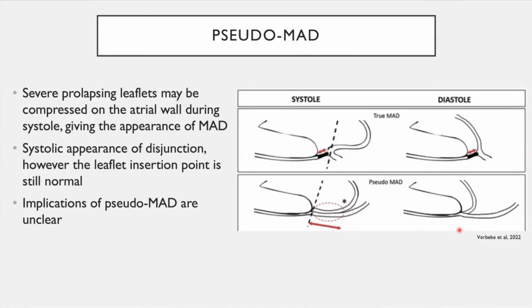So it gives the appearance of mitral annular disjunction, but the leaflet insertion at that annulus is still in contact with the basal infralateral wall. It's important to recognize because the implications of pseudo-MAD are not quite clear.